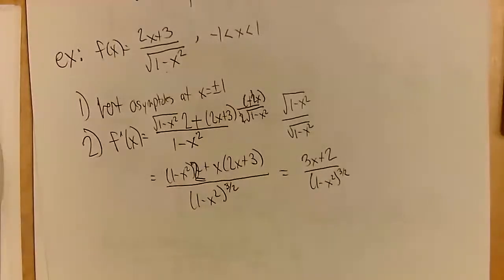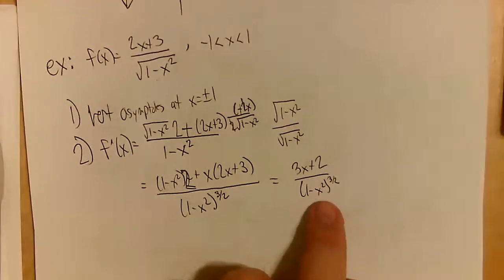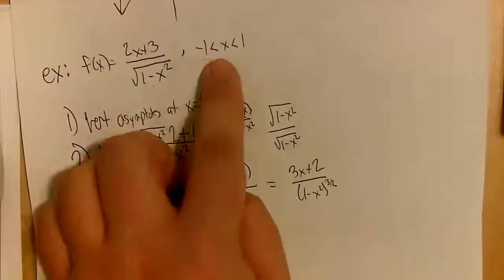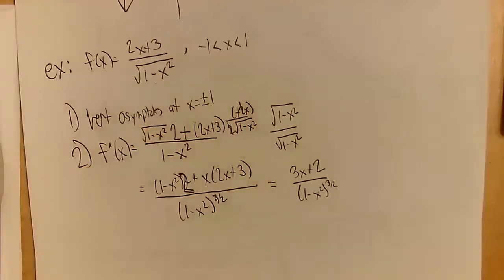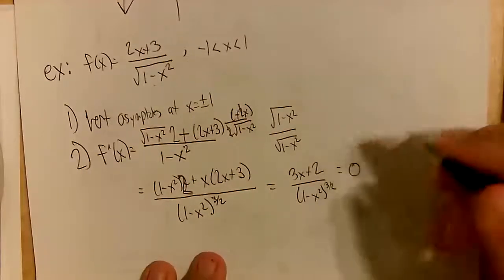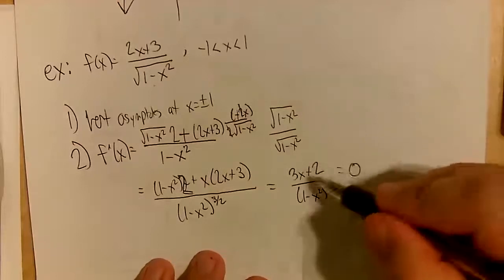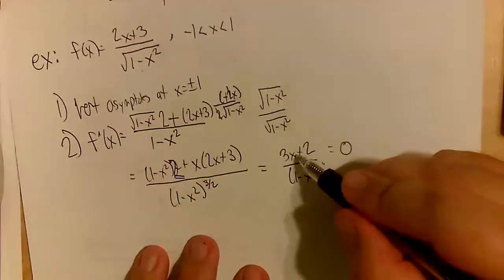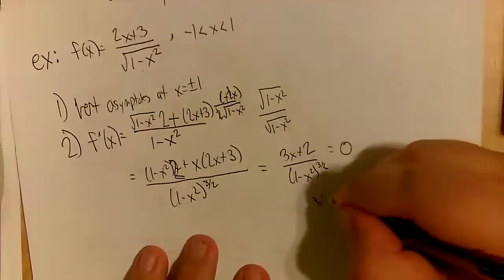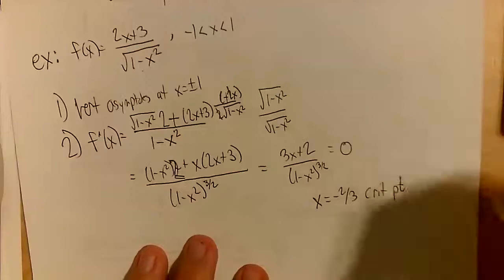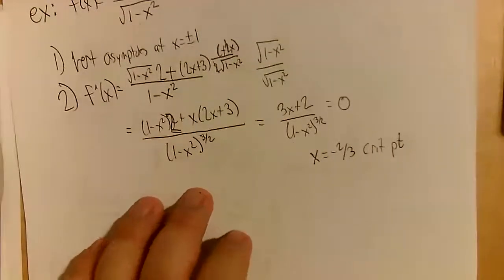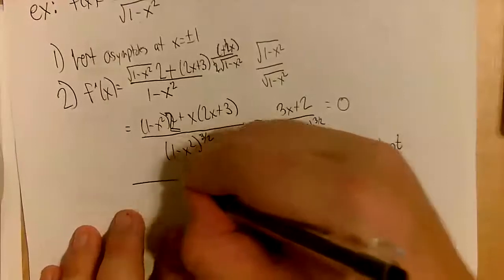All right, now it's time to look for our critical points. Now, we see that the derivative would be undefined at plus or minus 1, but those are not going to be in the domain of our function. So we're going to ignore those critical points. Instead, we're just going to see where this is equal to 0. Now, a fraction is equal to 0 only if its numerator is. So 3x plus 2 equaling 0 means that x equals negative 2/3 will end up being a critical point here. All right, that's going to be our only one.